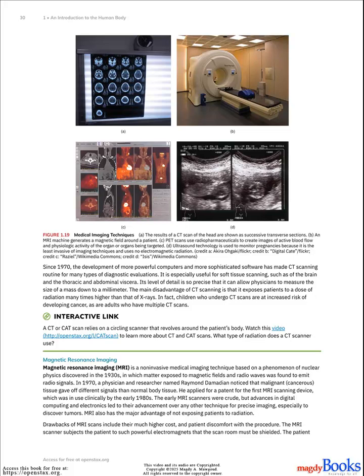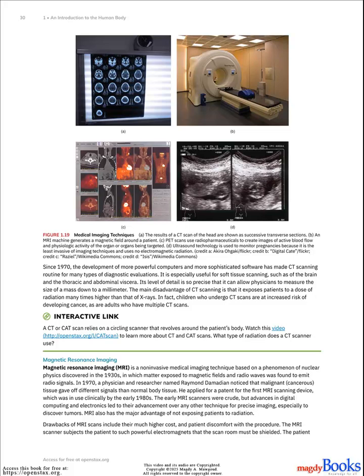In fact, children who undergo CT scans are at increased risk of developing cancer, as are adults who have multiple CT scans. Interactive link. A CT or CAT scan relies on a circling scanner that revolves around the patient's body. Watch this video at http://openstax.org/l/catscan to learn more about CT and CAT scans. What type of radiation does a CT scanner use?